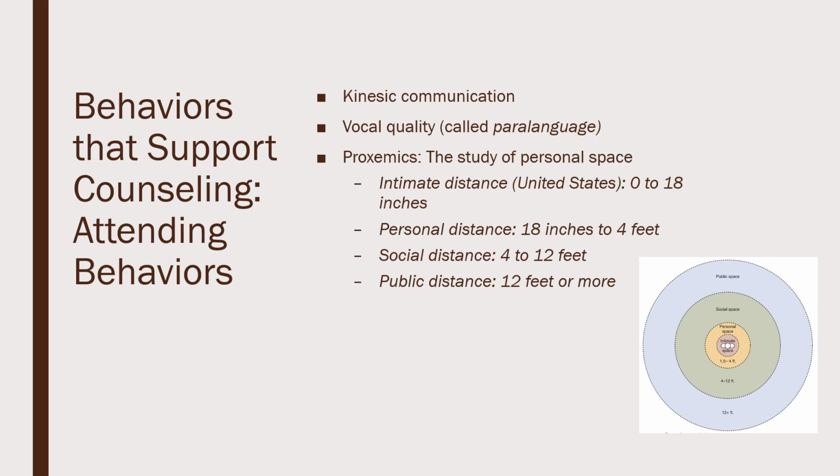Categorized distances include intimate distance. Within the United States, that's about 0 to 18 inches. Personal distance, which is about 18 inches to 4 feet. Social distance, we should be familiar with from our pandemic, 4 to 12 feet. And then public distance is 12 feet or further.